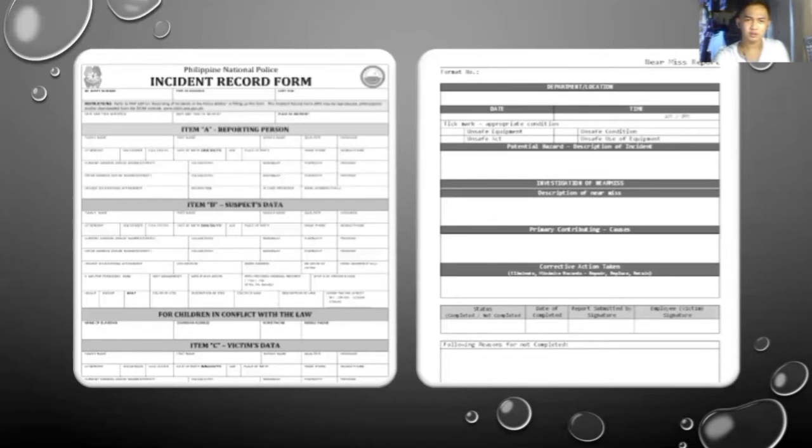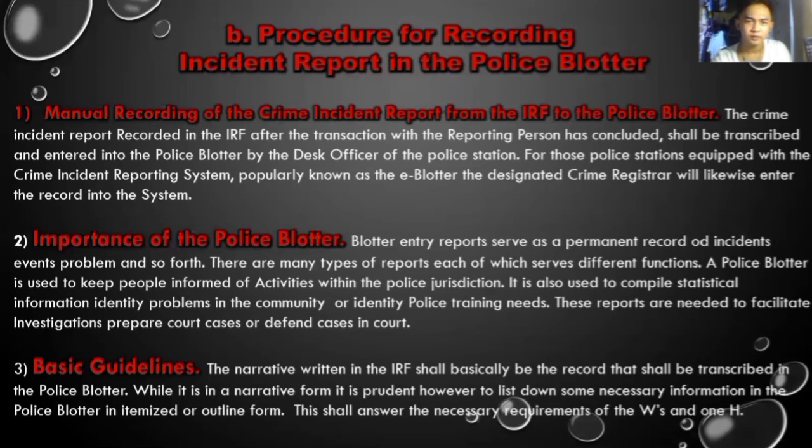Example, IRF stamp record form. B. Procedure for recording incident report on the police blotter. A. 1. Manual recording of the correct incident report from the IRF to the police blotter.